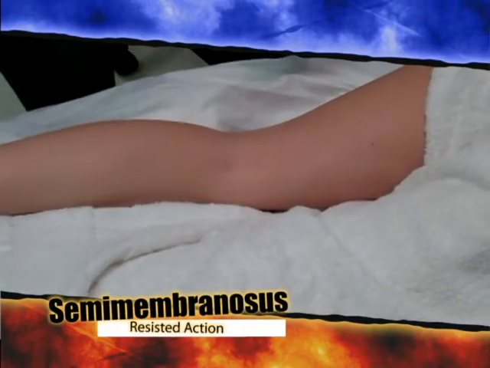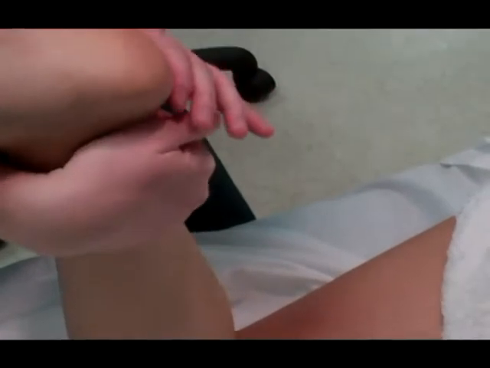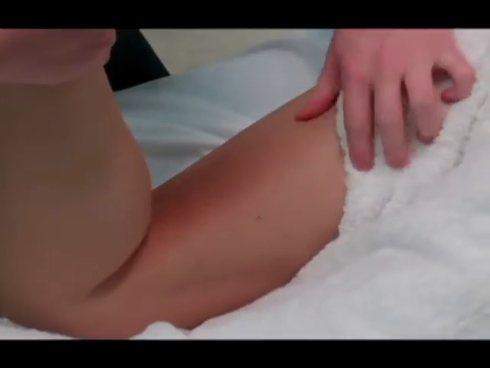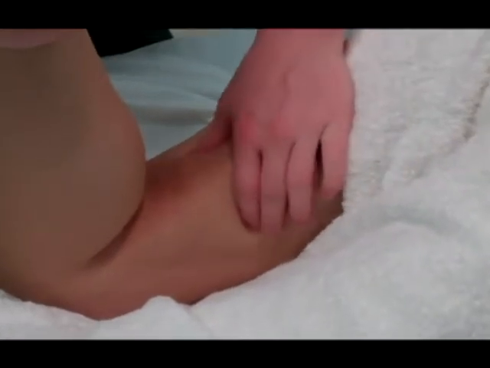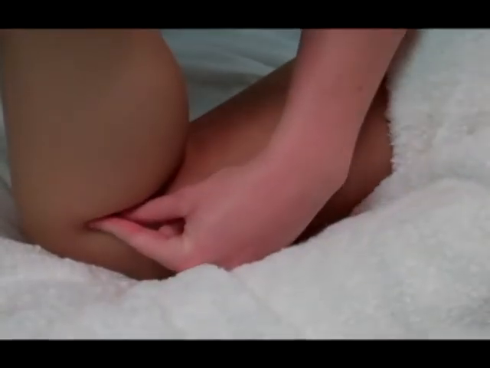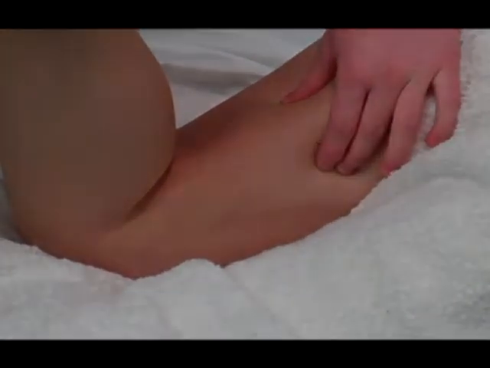The resisted action of the semimembranosus is very similar to that of the semitendinosus. We'll place the client's leg in a flexed position, have them push into you, and of course the muscle will contract, following the trail from the ischial tuberosity down to the medial condyle of tibia.